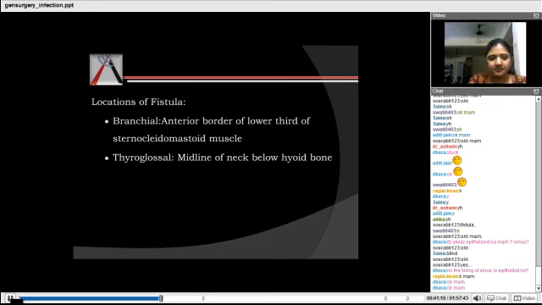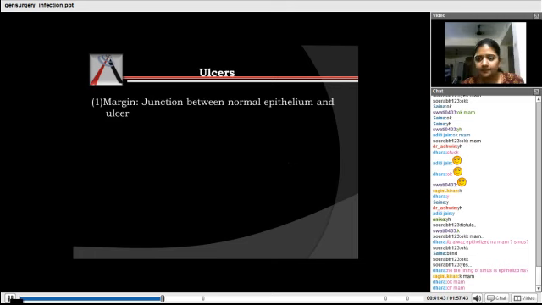Then locations. It depends on the type of the cyst. If it is a branchial cyst, all of us know the most common site: the anterior border of the sternocleidomastoid muscle, a very important MCQ. The location can help you in diagnosis of the cyst. Fistula, sorry. Then comes the thyroglossal fistula, which is going to be in the midline of the neck below the hyoid bone.